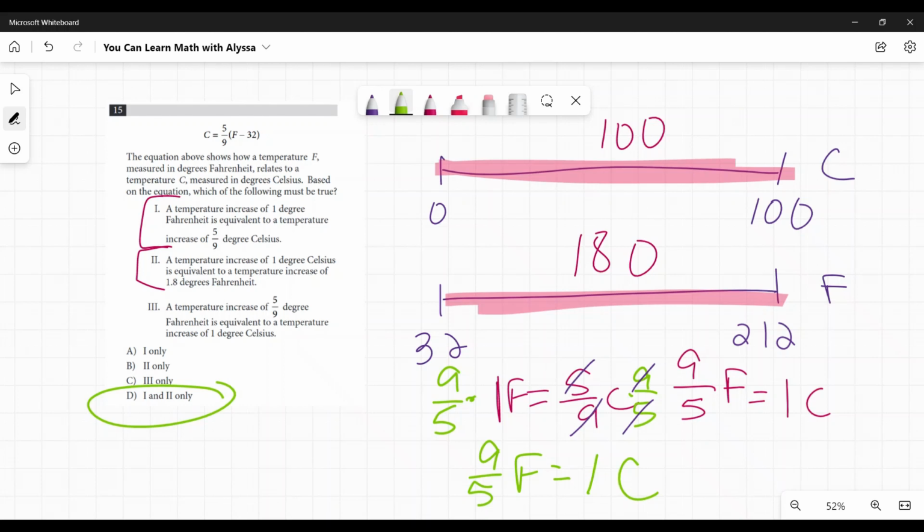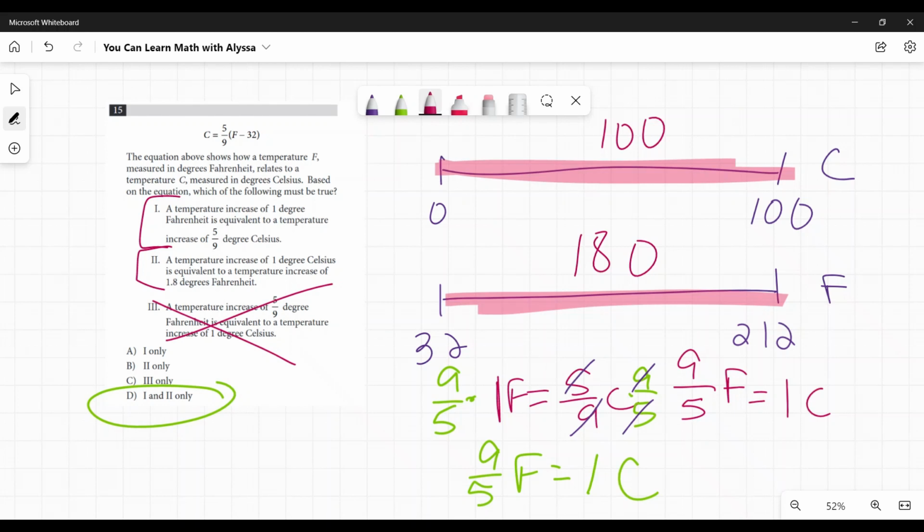Let's look at number 3. A temperature increase of 5/9 of a degree Fahrenheit is equivalent to a temperature increase of 1 degree Celsius. So that is saying that Celsius is moving up faster than Fahrenheit. Well, that's not true. Fahrenheit is moving up faster than Celsius. So it's saying part of a degree Fahrenheit, Celsius goes up a whole degree. That's obviously wrong. So 3 is out.